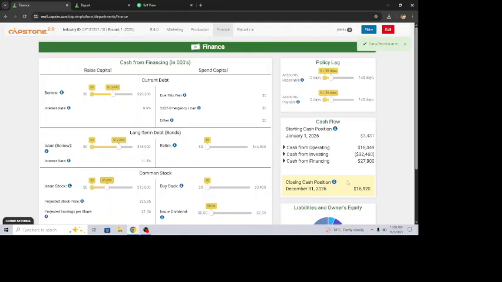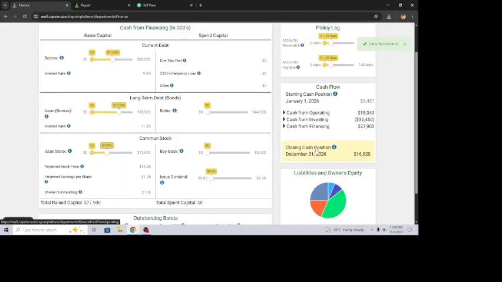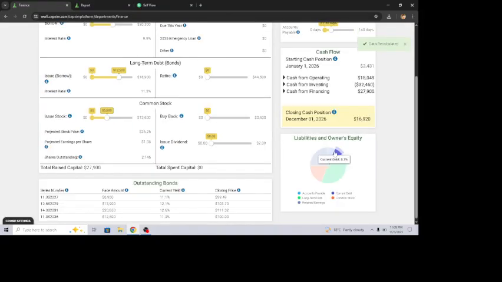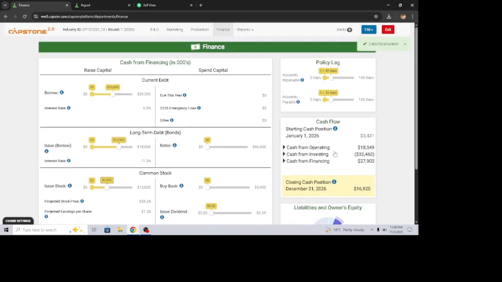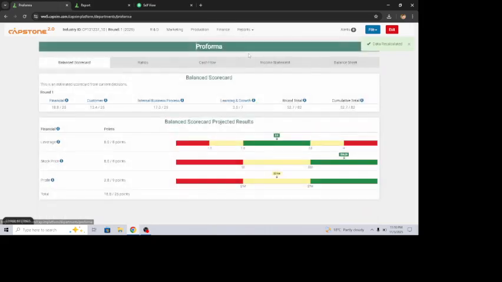So our closing cash position as of December 31, 2026 is $16,920, and that's good to fund our decisions in the next round. So from there we look at our reports and look at our pro forma and see how we are performing so far. Looking at our reports, we have a leverage of 8 out of 8, a stock price of 8 out of 8, profit of 2.8 out of 9, and we have a total of 18.8 out of 25.